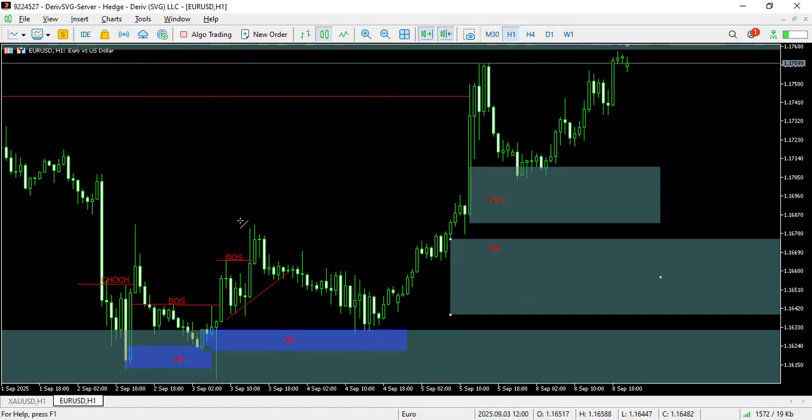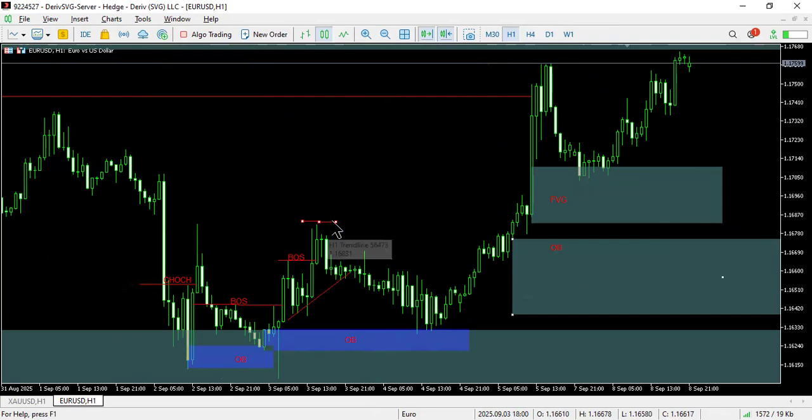And then there was a break of structure. That is a break of structure.